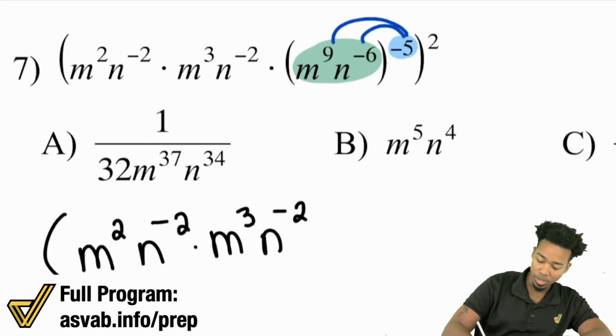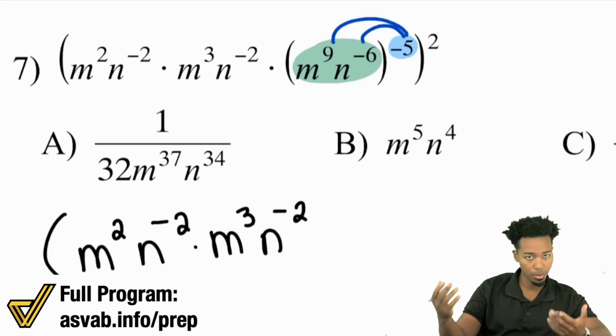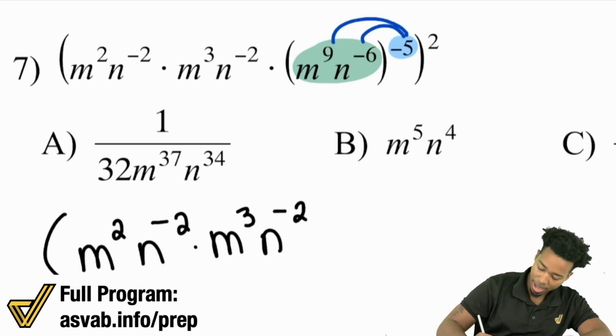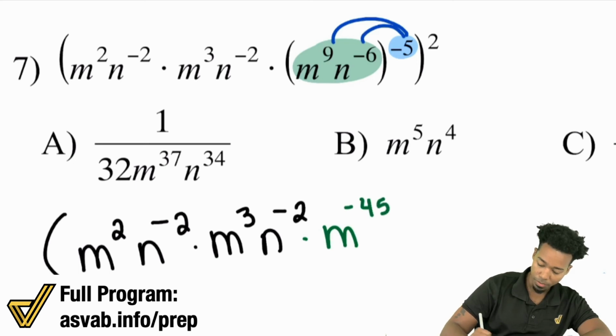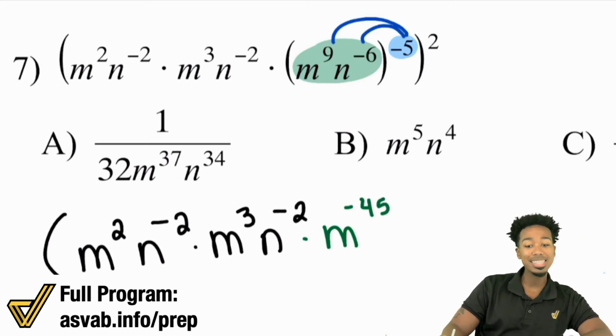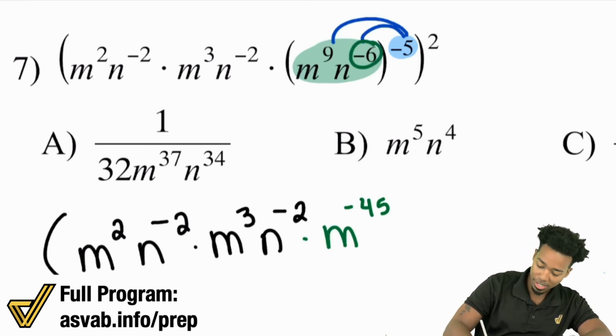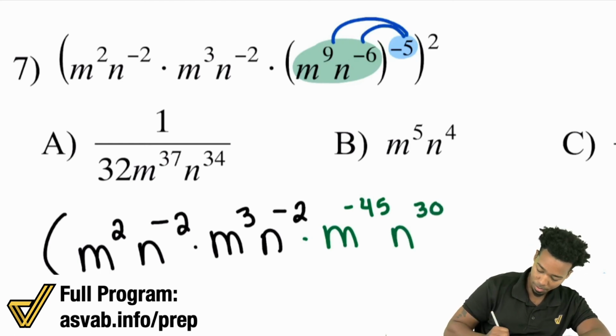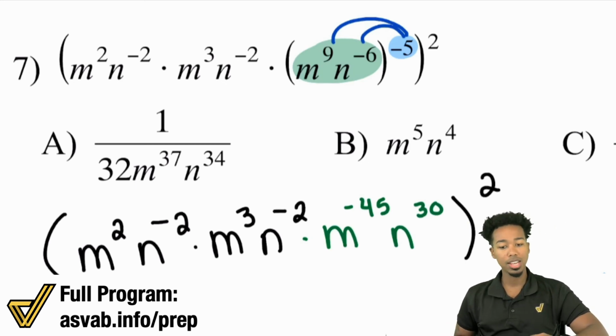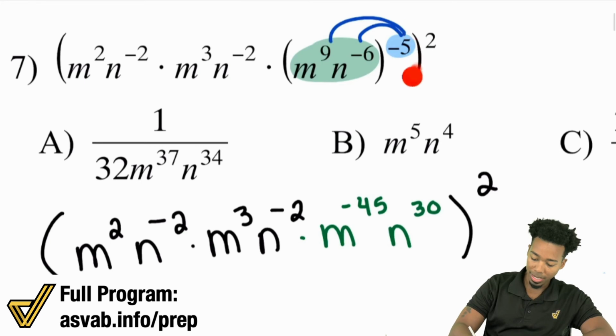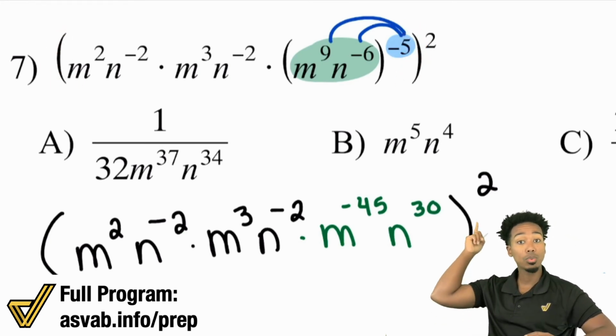So what we're going to have, when we distribute that -5 power using the power law, is m to the power of 9 times -5, which is -45. Then we have n to the power of -6 to the power of -5. -6 times -5 is a positive 30. Boom. And then you have that power of 2 outside, because that power of 2 is outside of that initial big parentheses, and that's exactly where it stays.